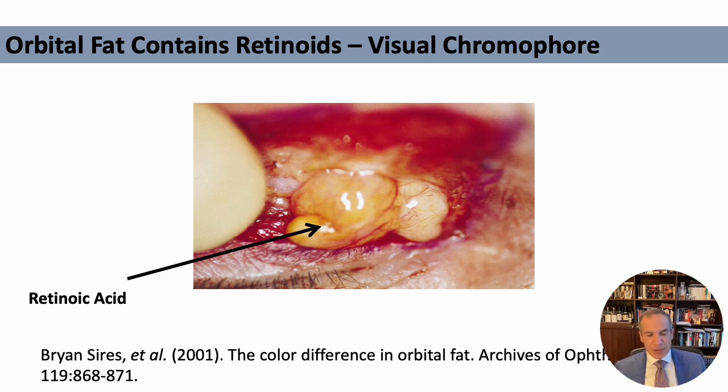Another aspect that's really important is trying to figure out why the orbit is so susceptible to inflammatory conditions. And my lab has shown, based on the work of others, that the high retinoid content of orbital tissues may be responsible for the sensitivity and susceptibility of orbital tissues to developing an inflammatory orbitopathy.